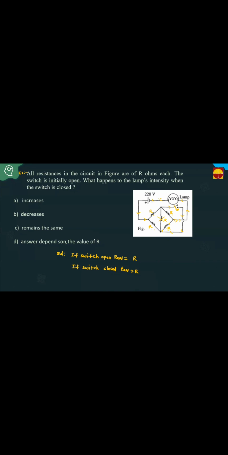Clear? In both the cases, the R equivalent equal to R, which means the intensity remains the same. There is no change in the intensity, whether the switch is closed or the switch is open. In both the cases, R equivalent equal to R. The resistance remains the same. That's the reason why intensity is also the same.